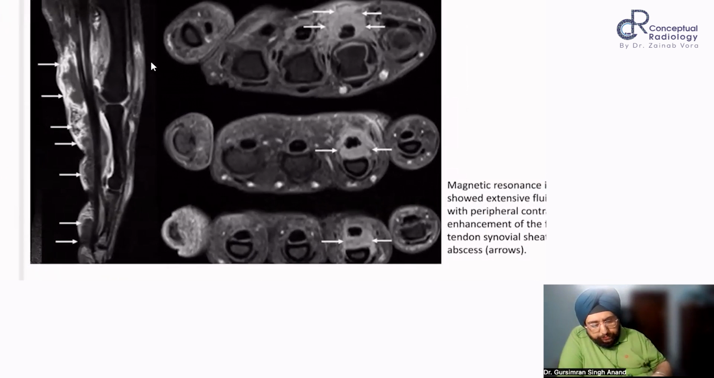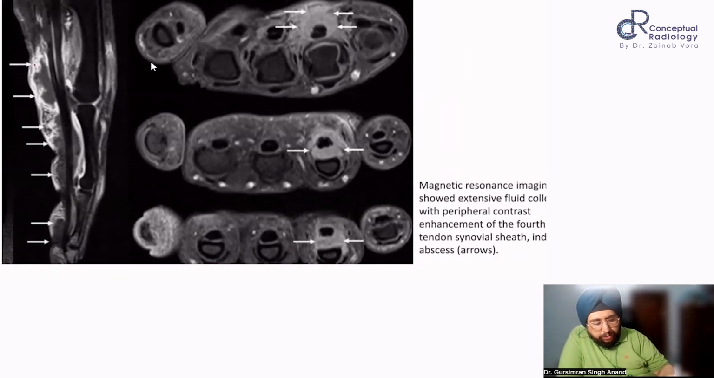Another case. In this case, there is a tenosynovitis. Along with that, there is abscess formation inside the tenosynovial sheath. Okay, so this is definitely a case of pyogenic tenosynovitis. Okay, so you can have intra-tenosynovial sheath abscess formation.